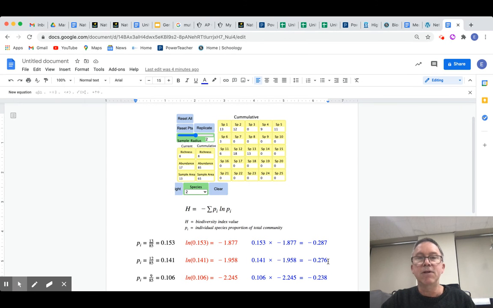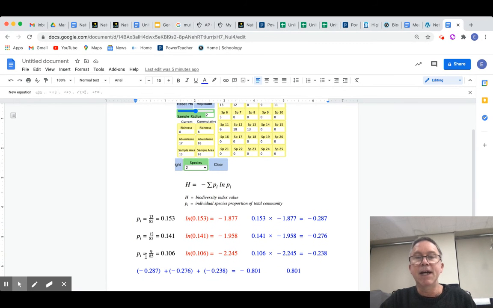Then I do the same thing again for the next species. There wasn't any species 3, so I ignore that one. I go to this one here. There were 9, so 9 out of 85 is a proportion of 0.106, or 10.6%. The natural log of that is this here. When I multiply this value times the natural log of this value, I get this value here. So right now I've done this operation, proportion times the natural log of the proportion, for 3 of my species. Let's just say those 3 were all I had.